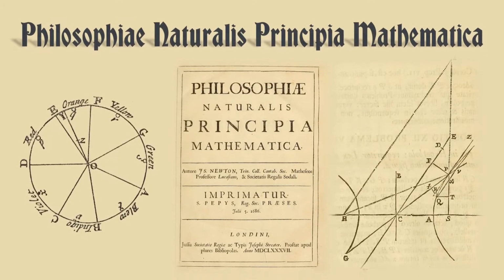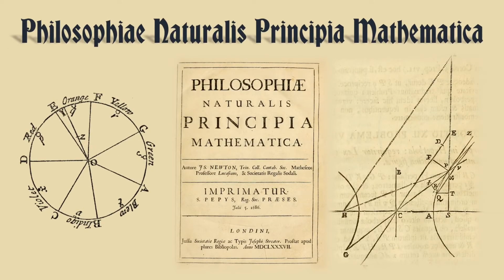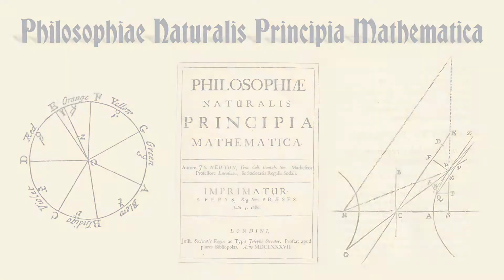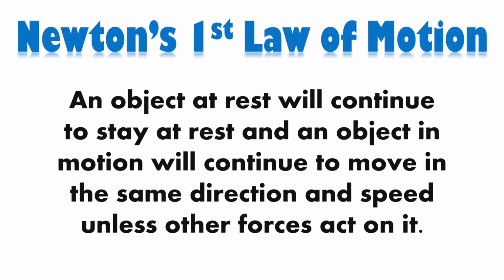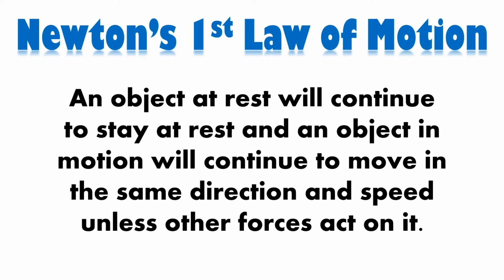In 1687, Newton wrote a book whose Latin translation of the title is Mathematical Principles of Natural Philosophy. In this book, Newton stated that there are 3 universal laws of motion. Newton's first law states an object at rest will continue to stay at rest, and an object in motion will continue to move in the same direction and speed unless other forces act on it.